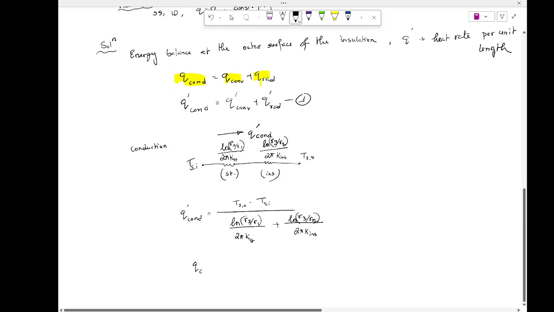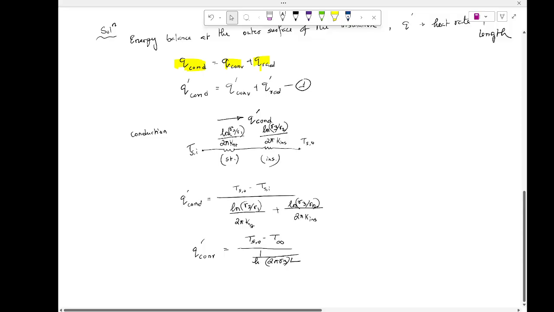So I'm going to do it this way. You have this Q convection single prime is equal to... What is this Q convection single prime equal to? Anybody remember? TSO minus T infinity, right? So from the outside surface, and 1 over what? H 2 pi R3. 2 pi R3 what? Do I need to put the L? If I'm going to put the L, is it good? No, because I have Q prime, right? Thank you. So I'm not putting L.